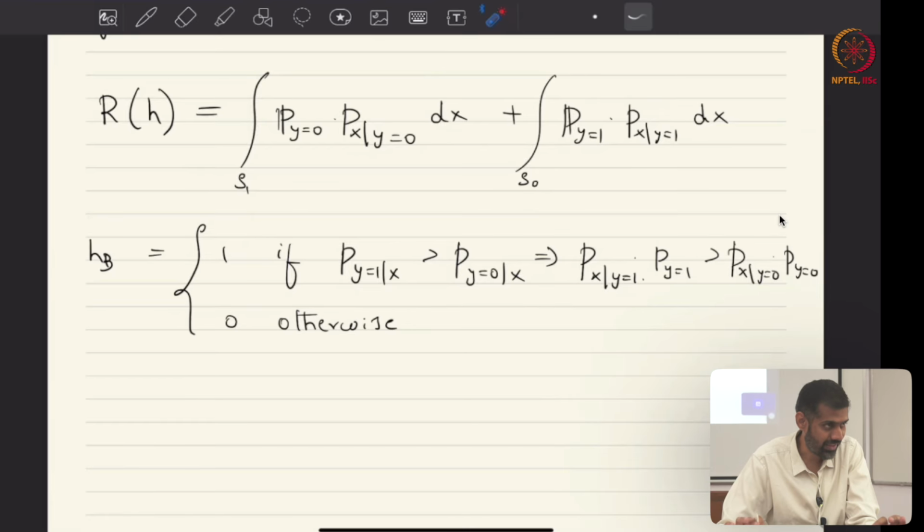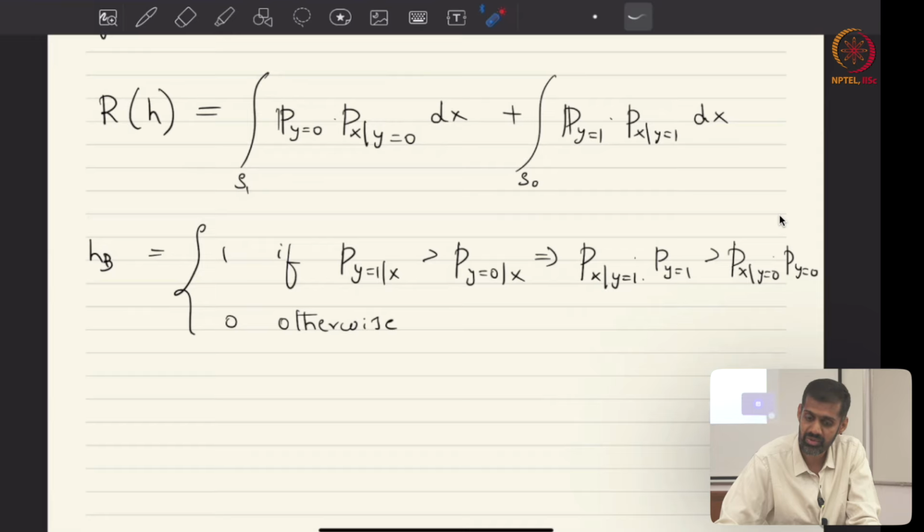This is the key point. What is S1? S1 is the set of all x's for which the classifier says 1. When does the Bayes classifier say 1? It says 1 when this product is greater than this product, which means that whatever is within the integrand when you are considering set S1 is the minimum of these two. Do you see that? And the same thing can be said for the other class as well.